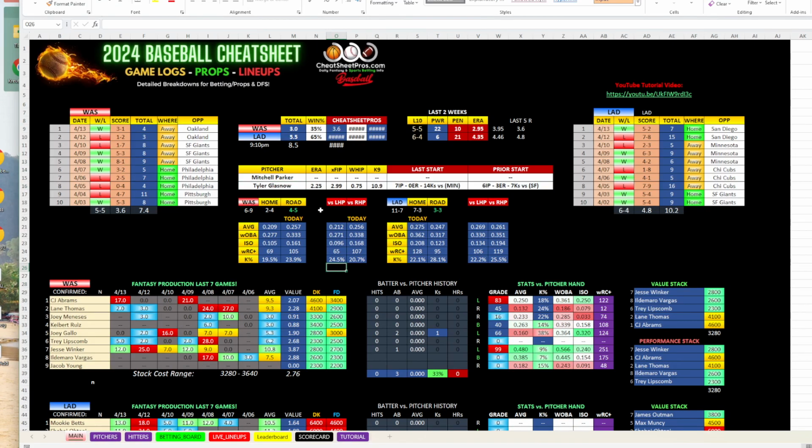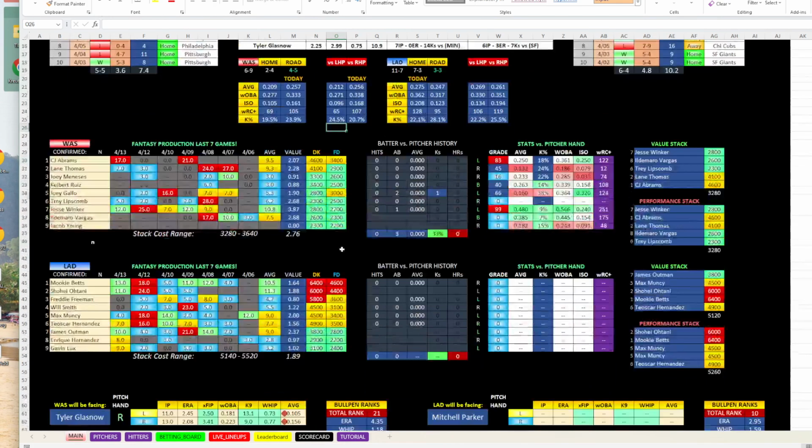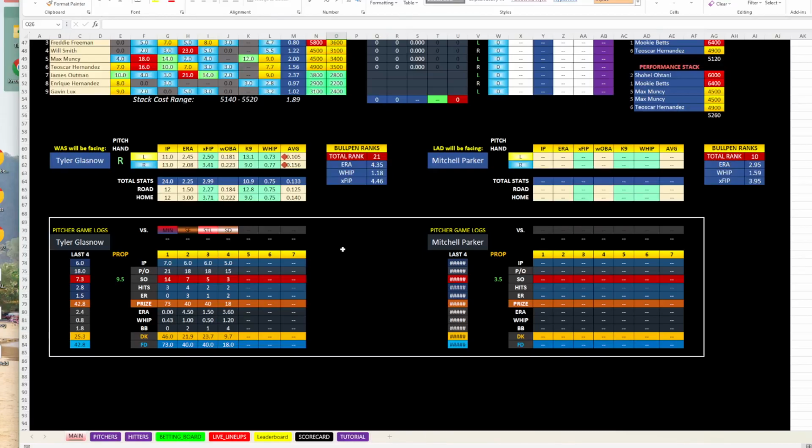But I definitely want to get some action on these Dodgers tonight. Washington's been decent, not great, but LAD at home with an ace on the mound, that's someone I definitely want to get a hold of.